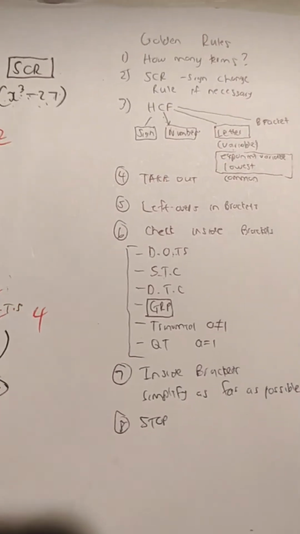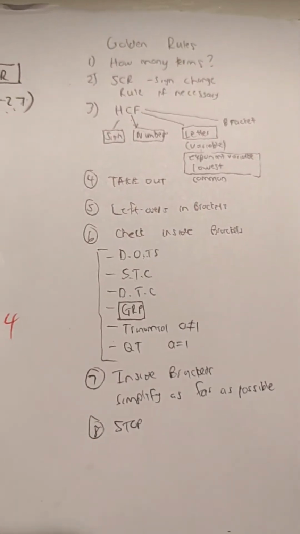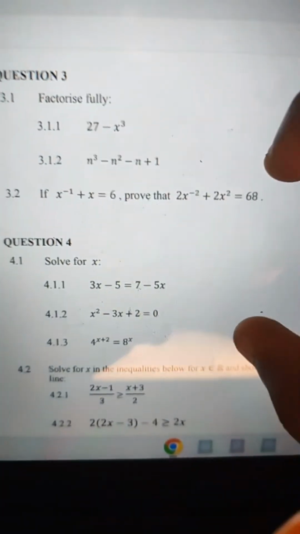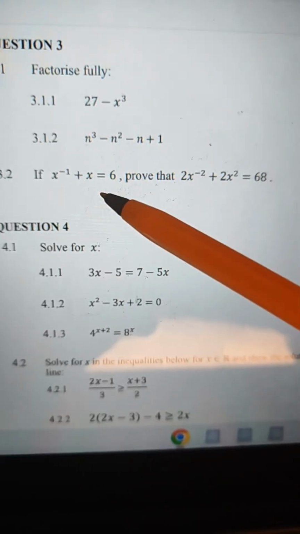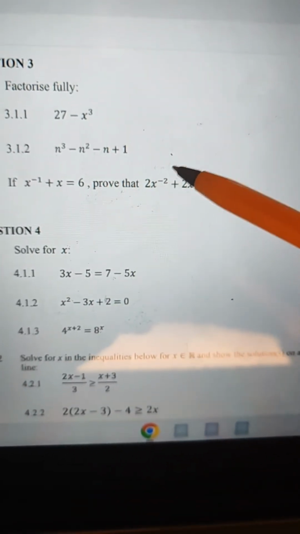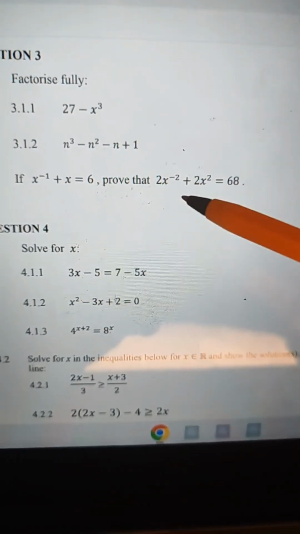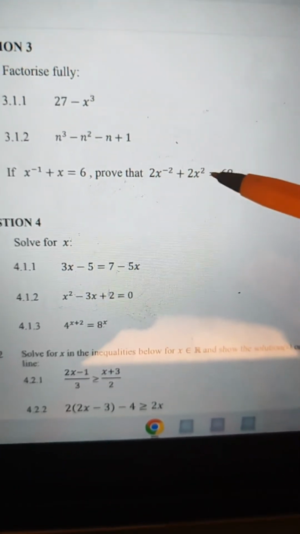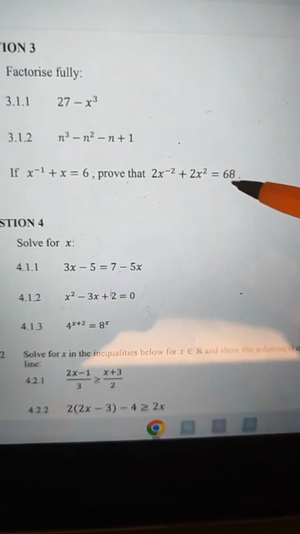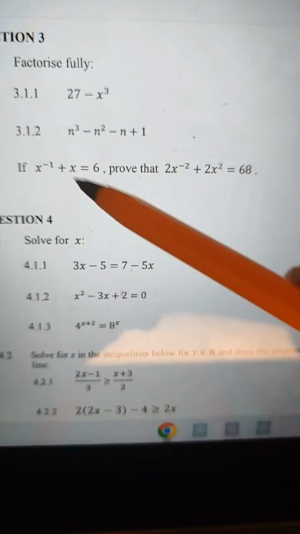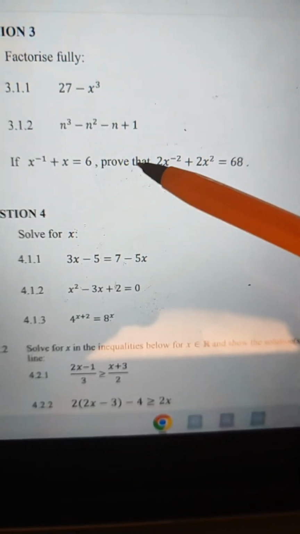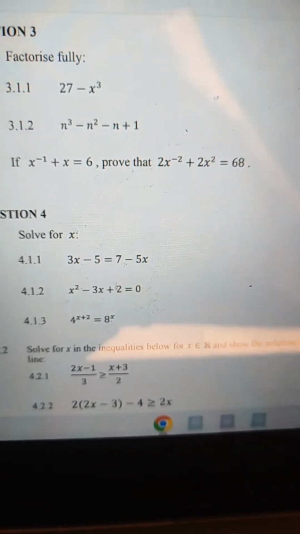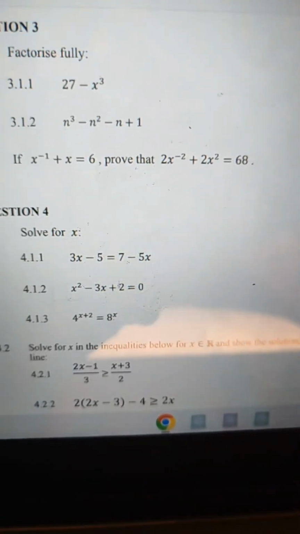Now guys, we're going to move on to the next question that is up, and that is this question. 3.2 says, if x to the power -1 plus x is equal to 6, prove that 2x to the power -2 plus 2x squared is equal to 68. If x to the power negative 1 plus x is equal to 6, prove that 2x to the power negative 2 plus 2x squared is equal to 68.